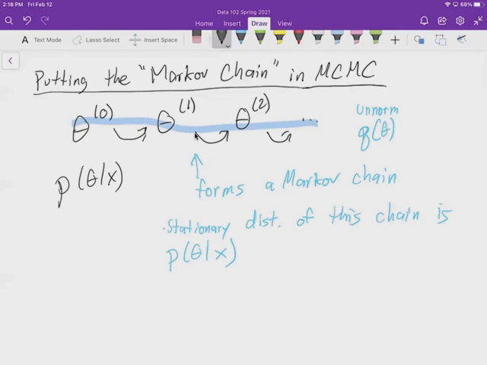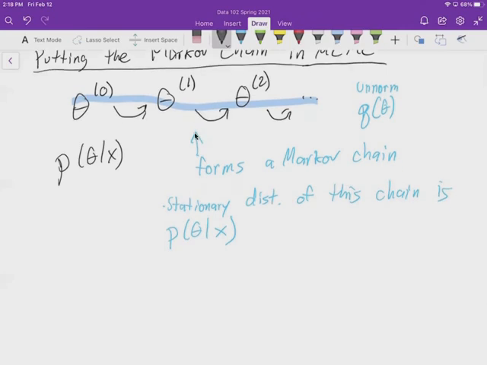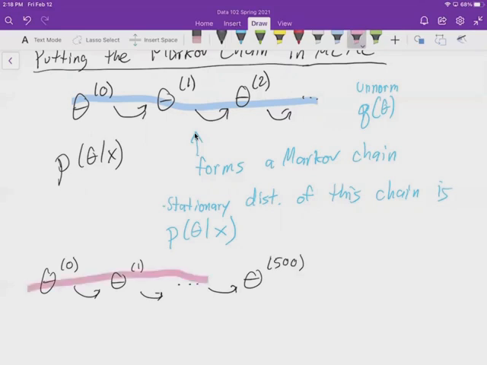In practice, what people do is say, we'll initialize theta 0 somewhere, and we'll run the chain for a whole bunch of iterations. And then maybe around, say, 500 or so, we'll say, okay, we'll throw away the first 499, and we'll think maybe 500 seems like a reasonable guess for the mixing time. So I'll take the 500th sample.